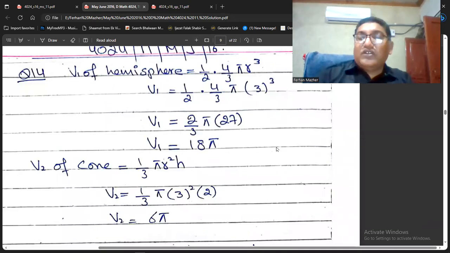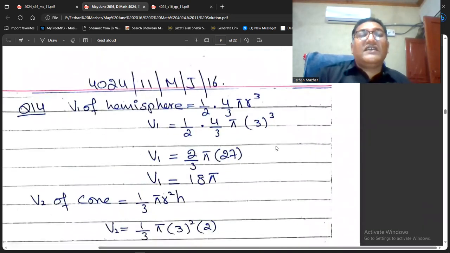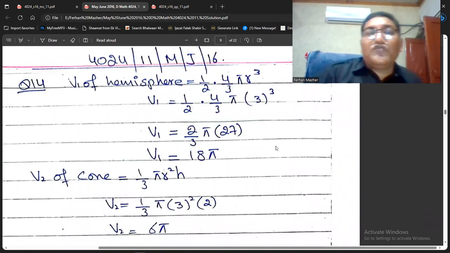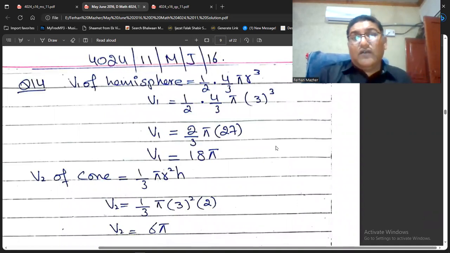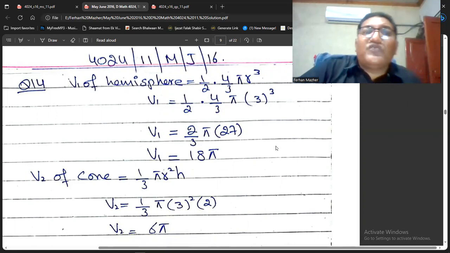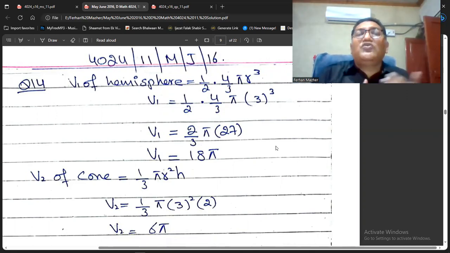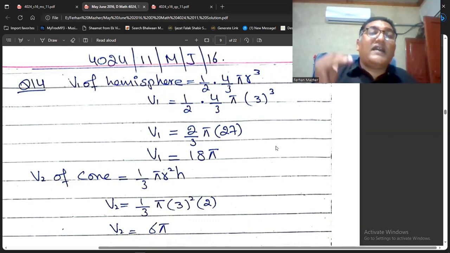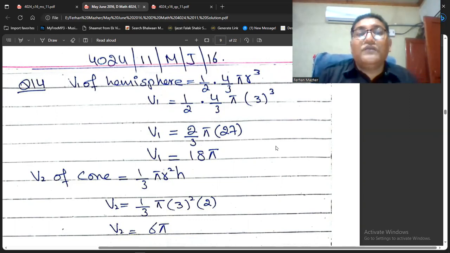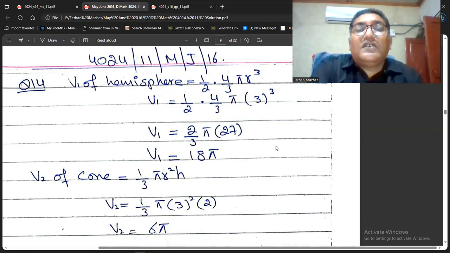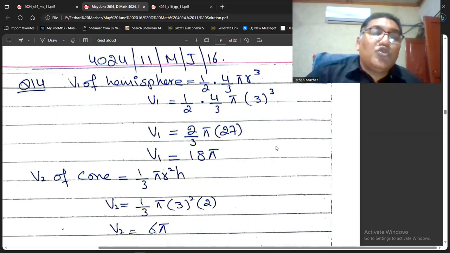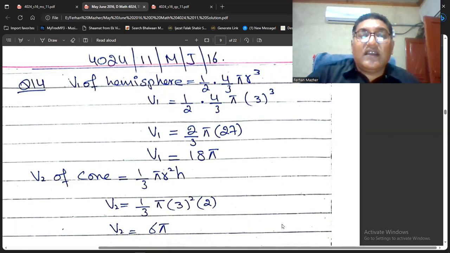Question number 14, we have, volume of the hemisphere will be 1 by 2, 4 by 3 pi r cube. 4 by 3 pi r cube is the volume of the sphere, but here we have a hemisphere. So we will have 1 by 2 into 4 by 3 into pi into r cube, and the radius is 3, so 3 cube. So you will have 2 by 3 pi 27, and it will be 18 pi. So the volume of the hemisphere is 18 pi.